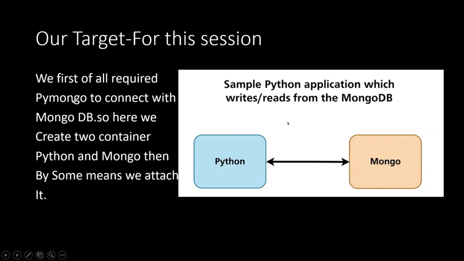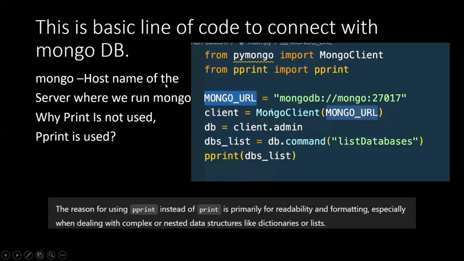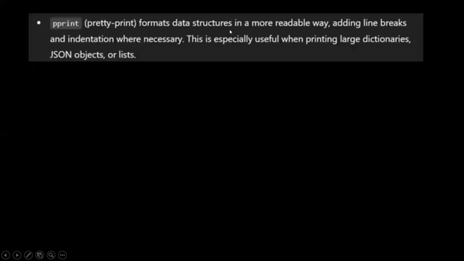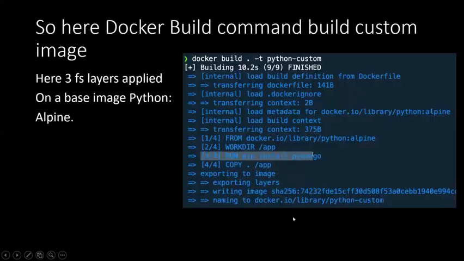So first of all, we need to install PyMongo. All of the steps I explained previously also. This is the basic syntax written here. What is pprint and all of the steps in the Dockerfile, I explained what Alpine is. So a live implementation is also here. Whatever I tell you with the explanation, if you want to revise, all of it is in my slides. Like here, you can see three FS layers applied on the base image Python and a custom image is created.